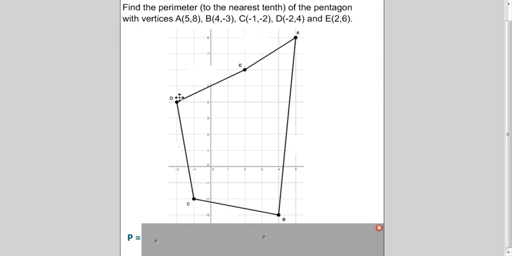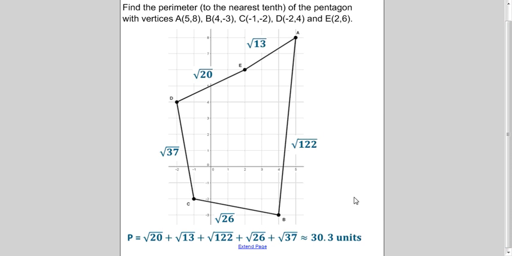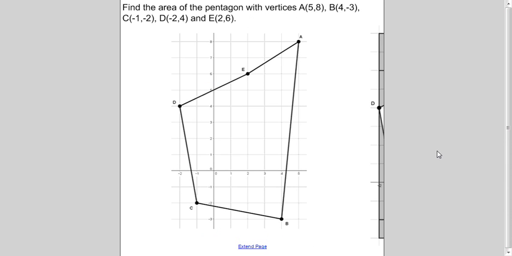So we figure out the length of each segment here. We end up with these numbers. And we add them all together. To the nearest tenth, we get 30.3 units. Well, what if we want to find its area? What do we get? Well, in this case, if we just draw a big rectangle, we end up with a region that isn't a right triangle. This isn't a straight segment here.